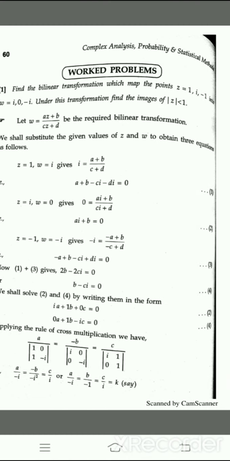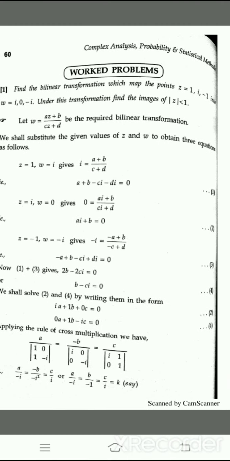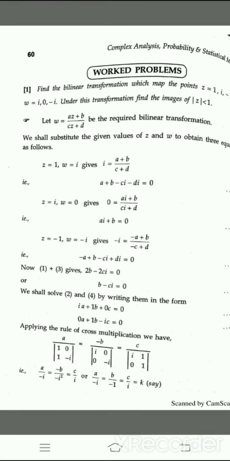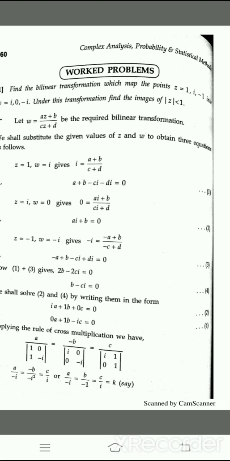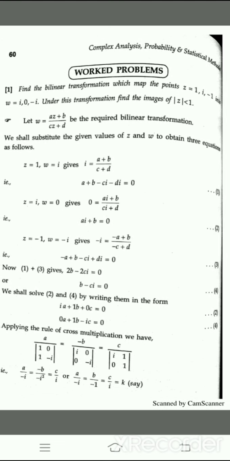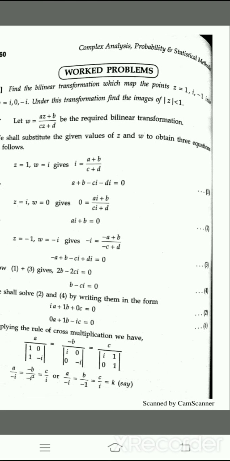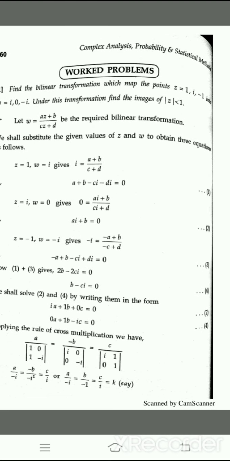Next, now adding equation number 1 plus 3. So what is the value? B minus ci is 0. Okay, so I have to give this equation number 4. Then we shall solve 2 and 4 by writing in the form of ia plus 1b plus 0c is 0, and 0a plus 1b minus ic is 0.